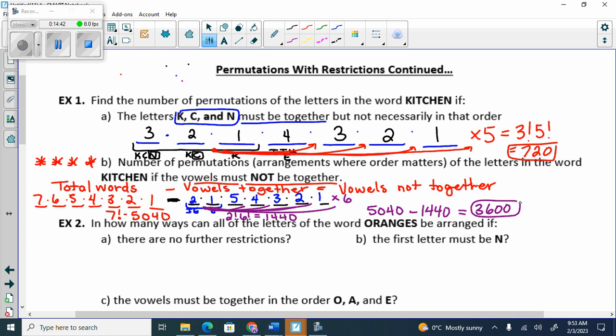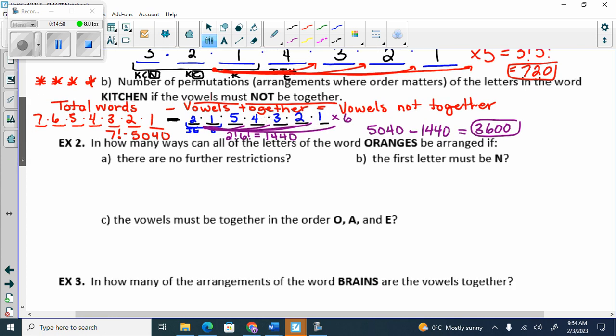Does that make sense? If you liken it to finding all the people in this school that are not in this class, it makes a little bit more sense. Okay, I want you guys to try example 2.